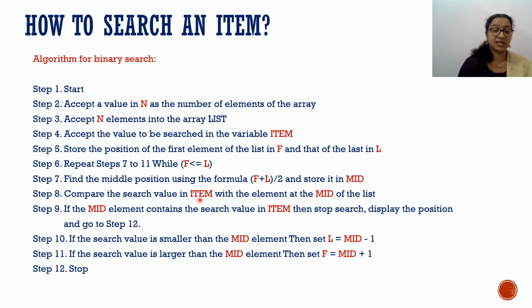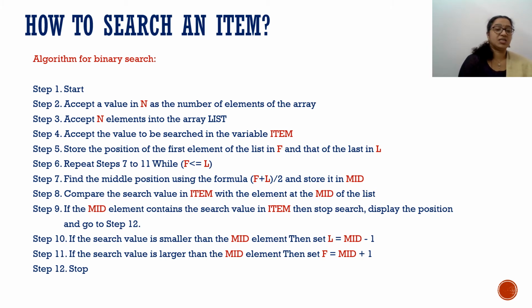So again we are doing the same thing. We are finding the middle position and storing it in mid, and we are comparing the search item with the middle element. If it is equal, we can display the position and go to step 12, that means stop. If the search value is smaller than the middle element, then we set L is equal to mid minus 1. If it is larger, then f is equal to mid plus 1. So this process will continue till f is greater than L. Okay, so this is called binary search. This is the way of writing the program.